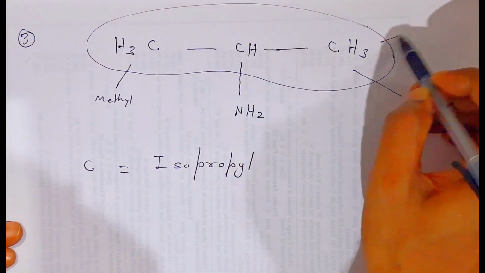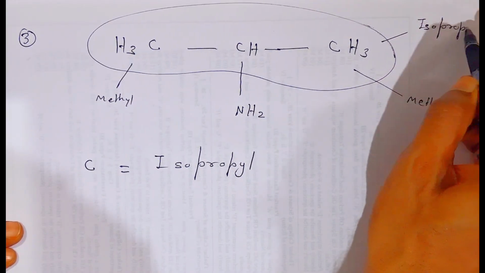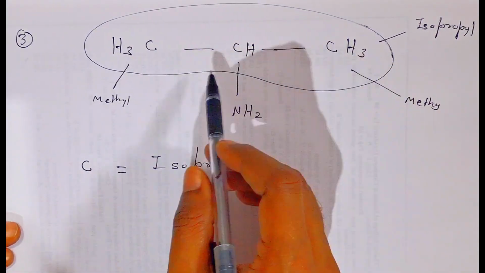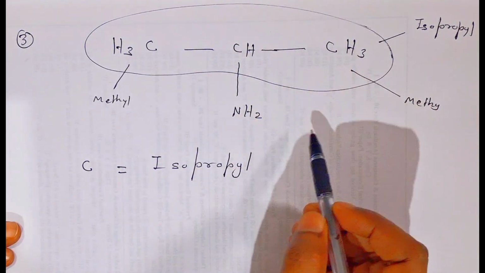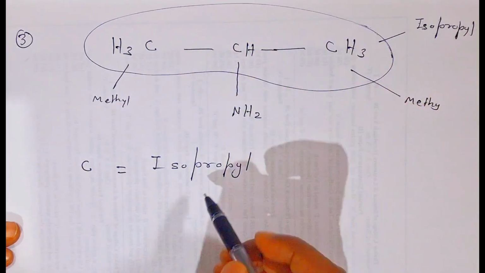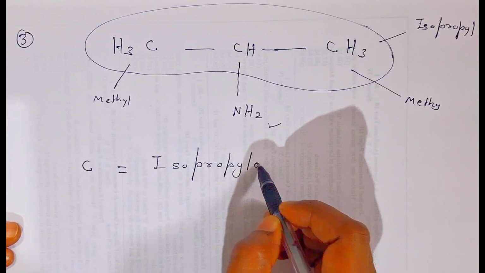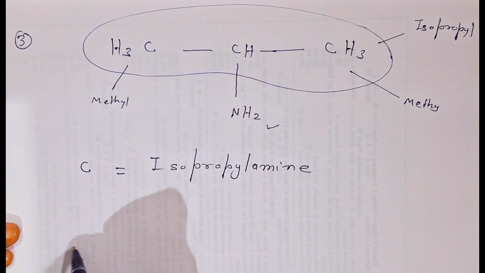Which type of alkyl? So this is isopropyl. Okay students, having the same group, if there is a similar group, that type of propane is called isopropyl. That type of alkyl is called isopropyl. So this is isopropyl, and this is what? Amine. Isopropyl amine. What will be the IUPAC name, students?